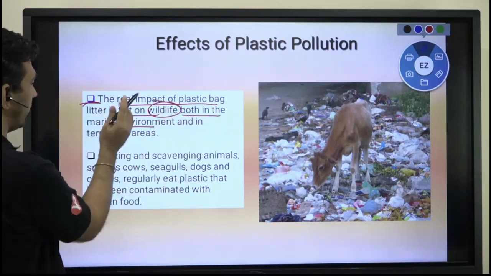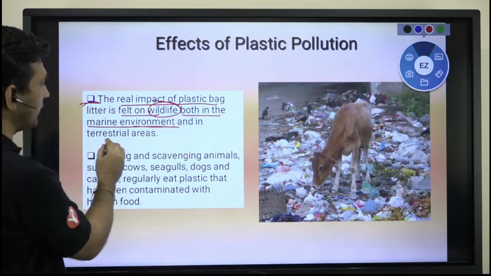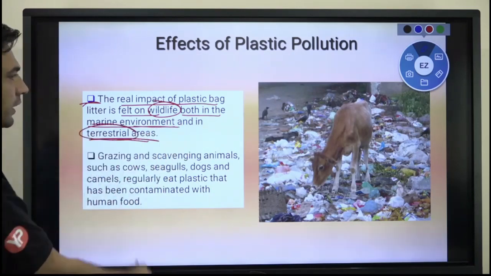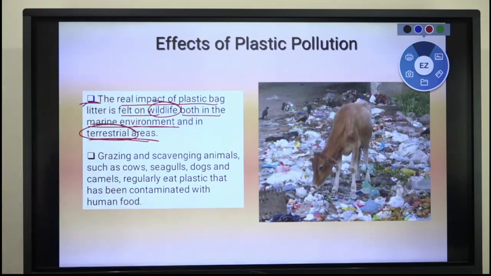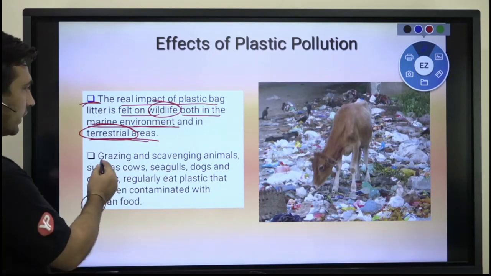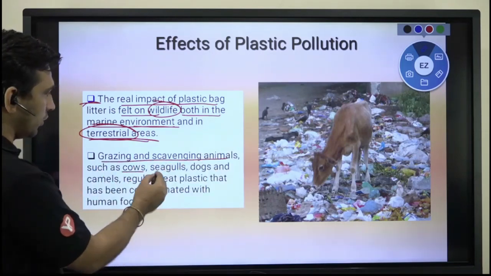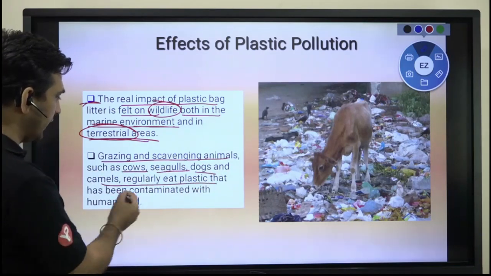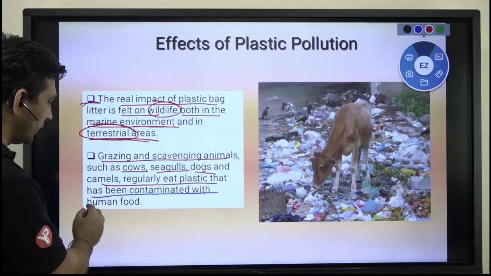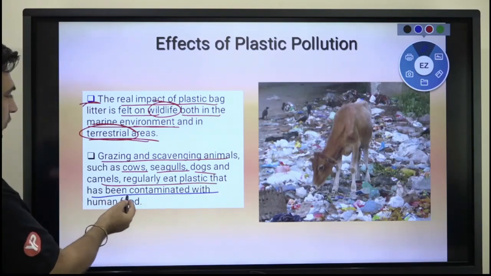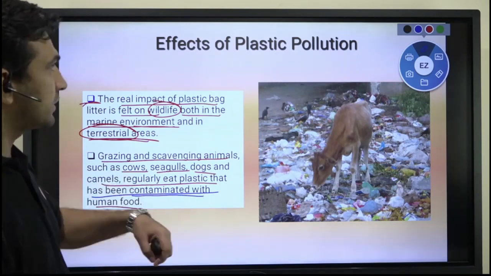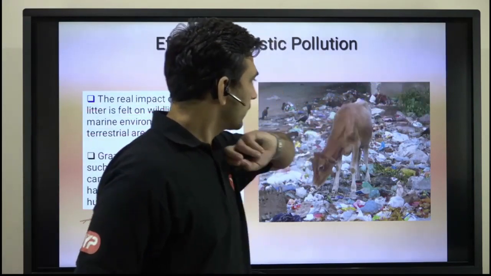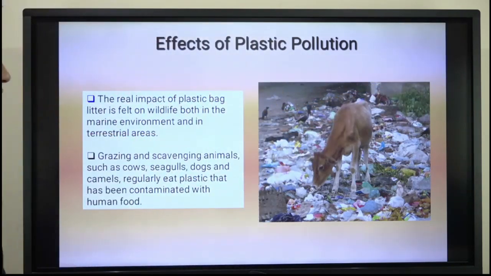Marine means you have water bodies, and terrestrial means the land surface, right? So this impact will affect terrestrial animals as well as aquatic animals. Grazing and scavenging animals, all those cows, seagulls, dogs, they will eat the plastic unintentionally, plastic which has been contaminated with human food. They will not be able to distinguish it properly, and therefore they will just eat it up.